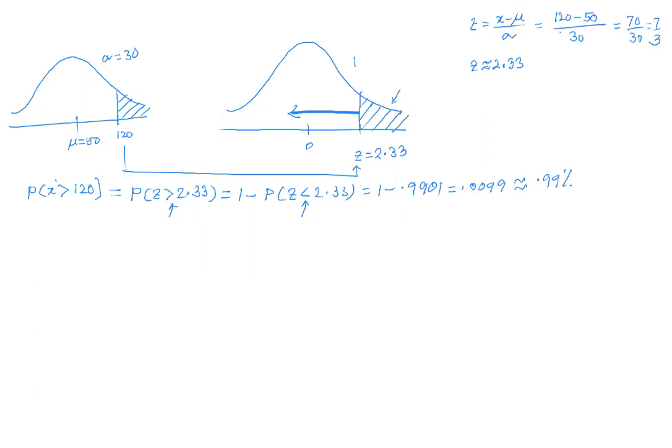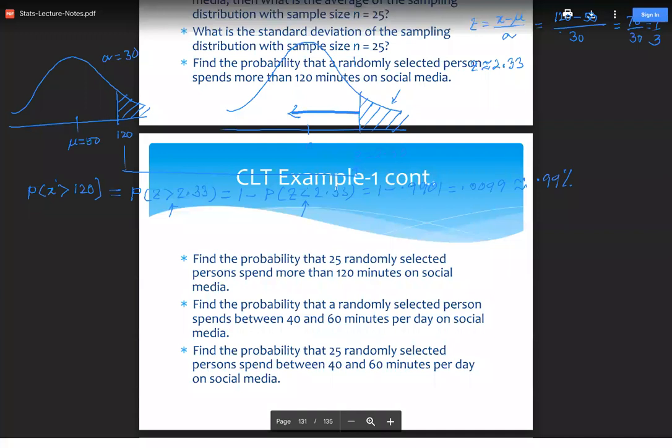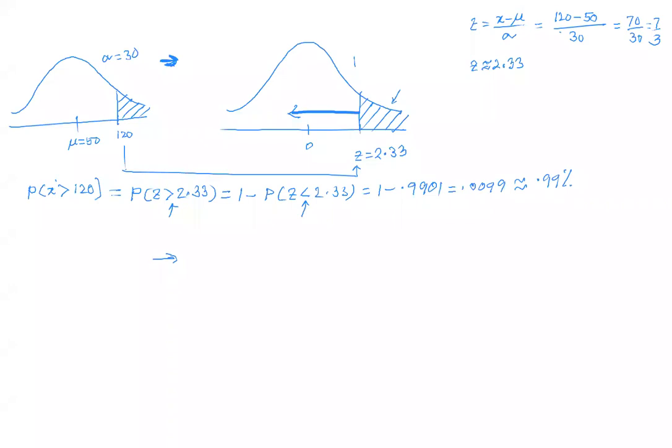Now, I'm going to leave this and bring the screen back, and I want you to read it here. So that was this one, right here. Now, read this one. Find the probability that 25 randomly selected persons spend more than 120 minutes on the social media. Same thing, but this time for 25 people instead of 1. Here we are talking about n is equal to 1, right? Now we are going to talk about n is equal to 25.